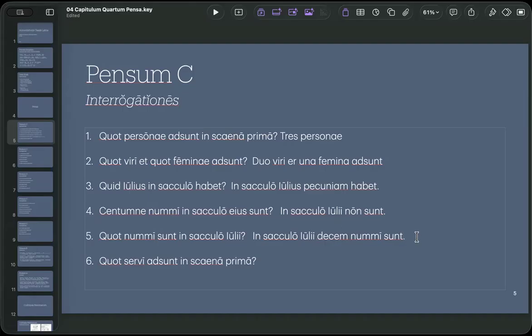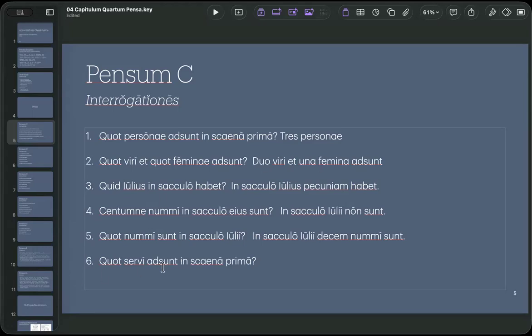And I think you have a typo in number 2. Probably. Duo viri et una femina. It said er, not et. Oh, no, that's it. See, it's clearly it. Thank you. Yeah, my typing is not terribly good today.